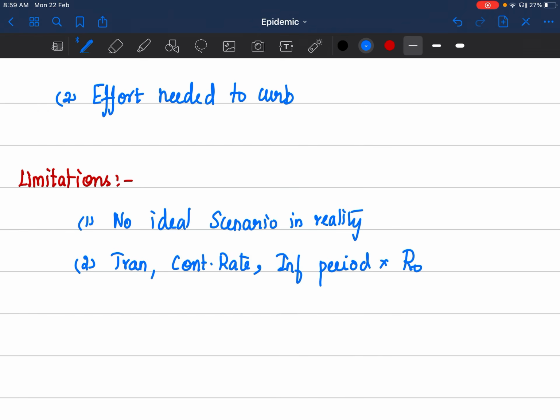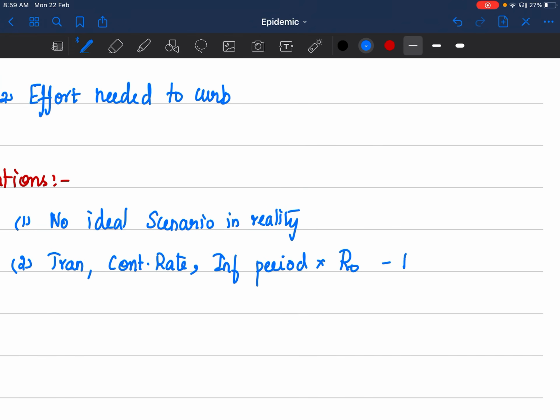Why am I putting this as a limitation? If you have a new disease, then it is very difficult. You do not know the infectious period, at least in the initial stages. Even if you find that, you do not know how effectively that person is going to transmit, and you do not know the contact rate. Right. So, for example, in COVID-19, we did not know this in the initial periods, and it is still evolving.